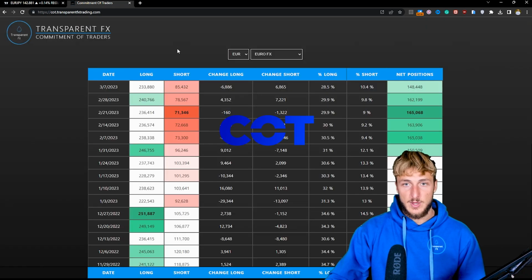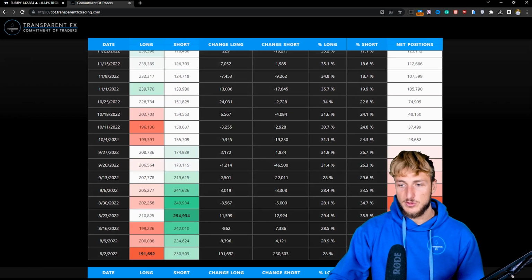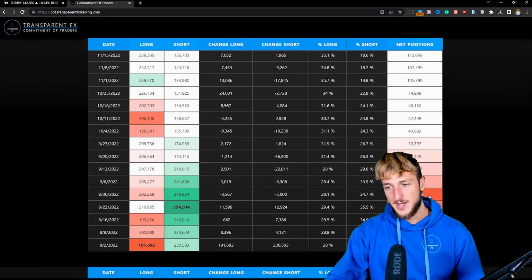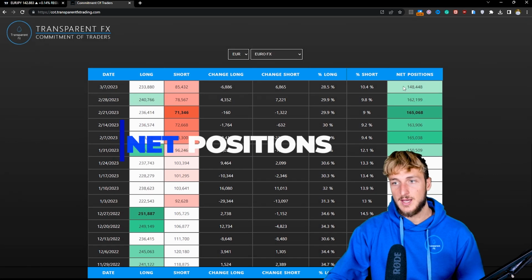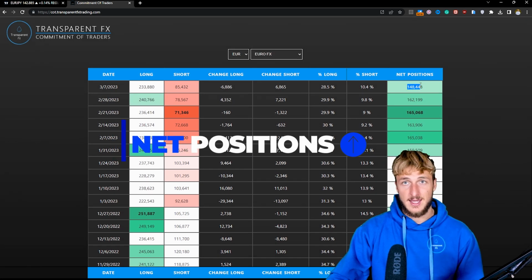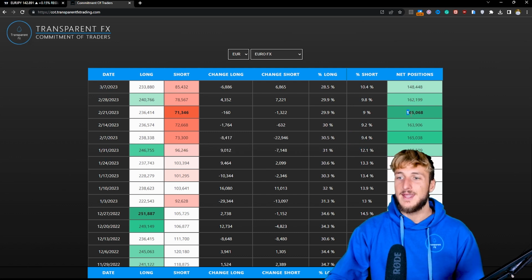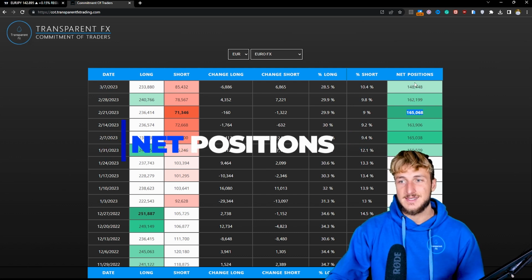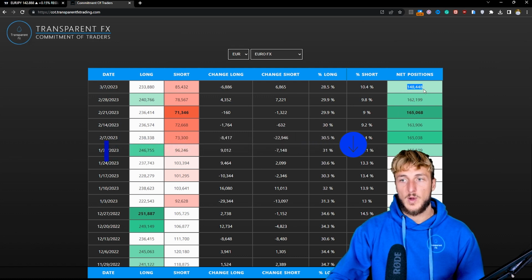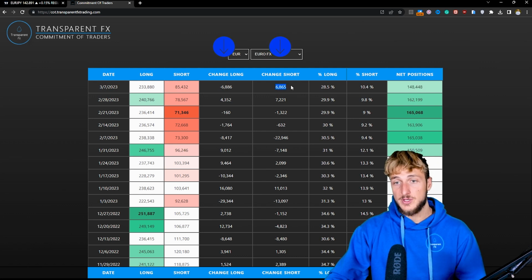Now, if we go and see what we have when it comes to the commitment of traders and we look at the euro, we can see that in the long term, the euro is getting very bullish, going from minus 47k net positions all the way up to plus 148k net positions. So in the long term, euro very bullish. However, in the very short term, we can see a slight decrease of the net positioning going from 165k to 148k, with shorts getting increased and added.